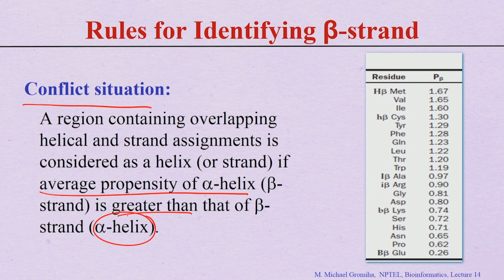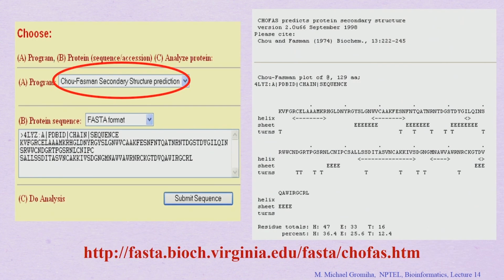If beta strand is greater, then it is beta strand. So in the conflicting situation you can get the values, compare the numbers, and then assign the secondary structure. Here is one web server; there are several servers available to predict the secondary structure based on Swayam parameters. Here we give the sequence in FASTA format.